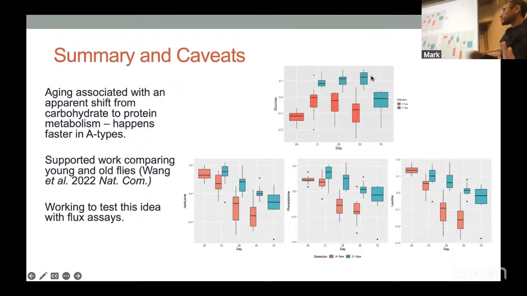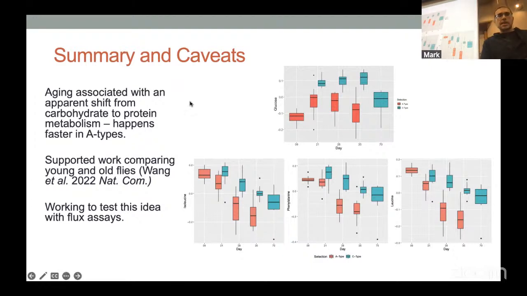The problem with this interpretation, and why I say it's a naive interpretation, is we're just looking at snapshots. We don't know the actual tracing of whether that glucose actually went into glycolysis. Or it could be as simple as the C-type flies eat more than the A-types, right? So then they're going to have higher levels of these things.